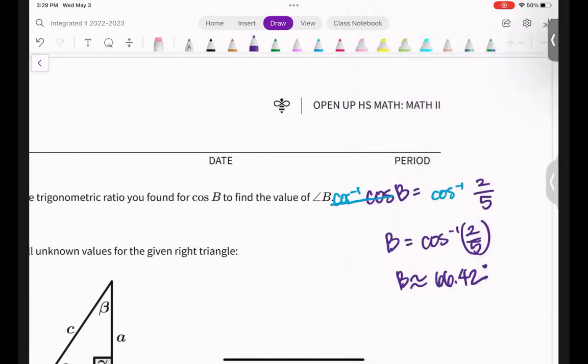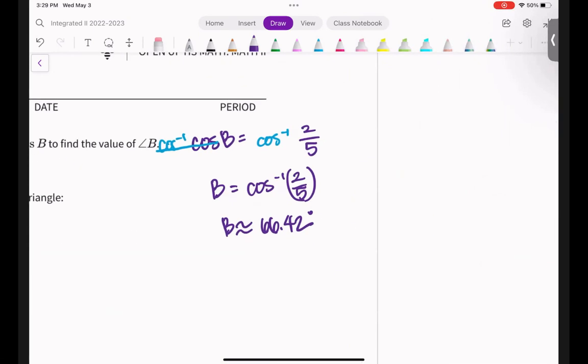So one more time, I'm going to say this again. When you have your variable and you're taking the cosine of it and you need to undo cosine, you use cosine inverse to find out what angle that is.